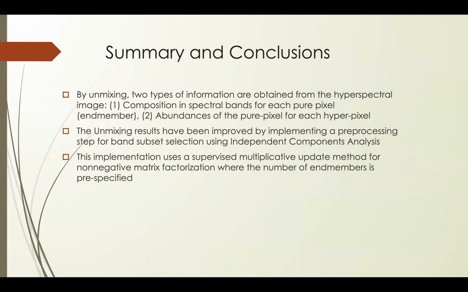First of all, by unmixing, two types of information are obtained from the hyperspectral image. The first is the composition and spectral bands for each pure pixel, or end-member. The second is the abundances of the pure pixel for each hyperpixel. The unmixing results have been improved by implementing a pre-processing step for band subset selection using independent component analysis. This implementation uses a supervised multiplicative update method for non-negative matrix factorization where the number of end-members is pre-specified.